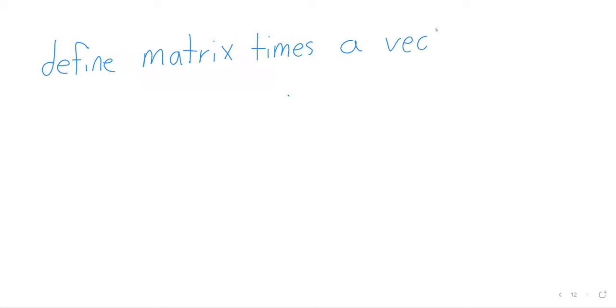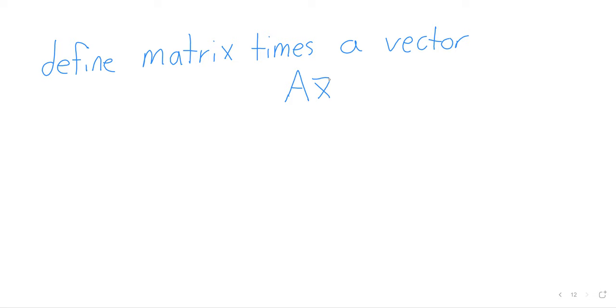So, 1.4. There's only one thing we're going to do in this section, which is why it's brief, but as I say, it's also important. We're going to define a matrix times a vector. So if we have a matrix A and a vector X, we're going to define their product.